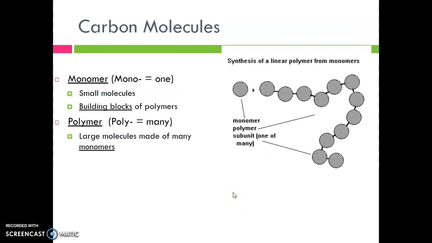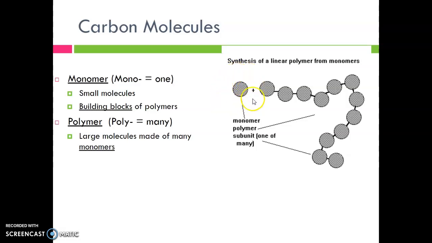So with the carbon molecules that we're going to be talking about, carbohydrates and lipids and proteins and stuff, we're going to be talking about monomers and polymers. Monomers are the building blocks of all of the organic molecules that we're going to be talking about. If you break down that word, that mono prefix means one. These are the small molecules. They're one single piece of the entire thing.